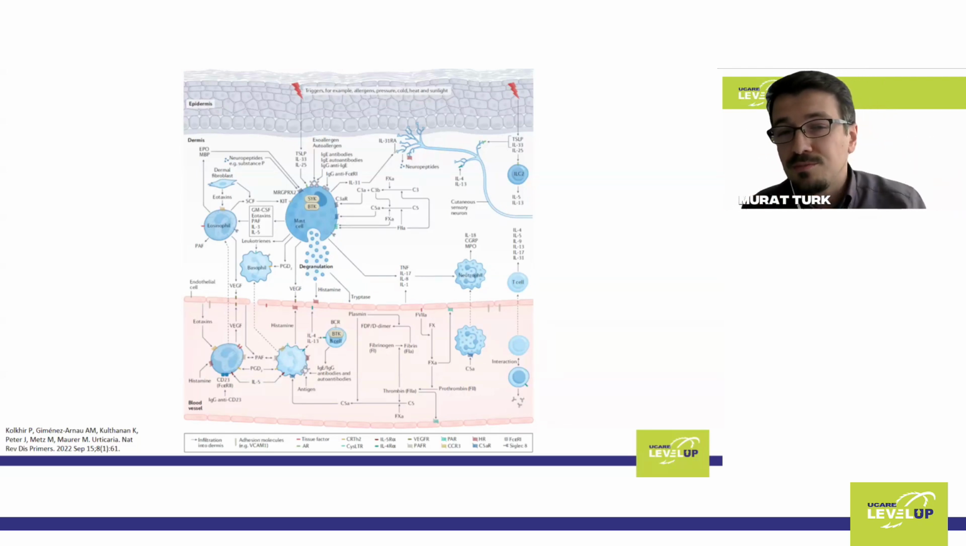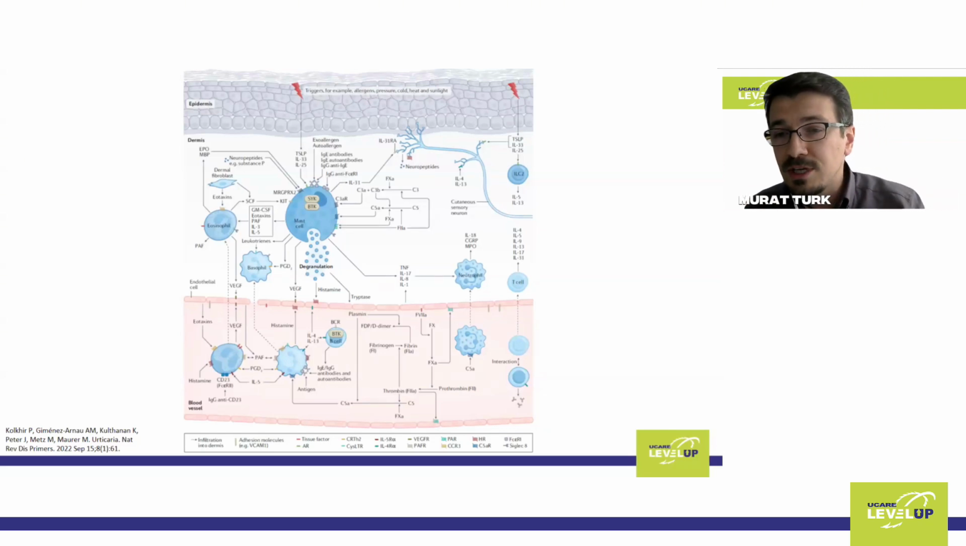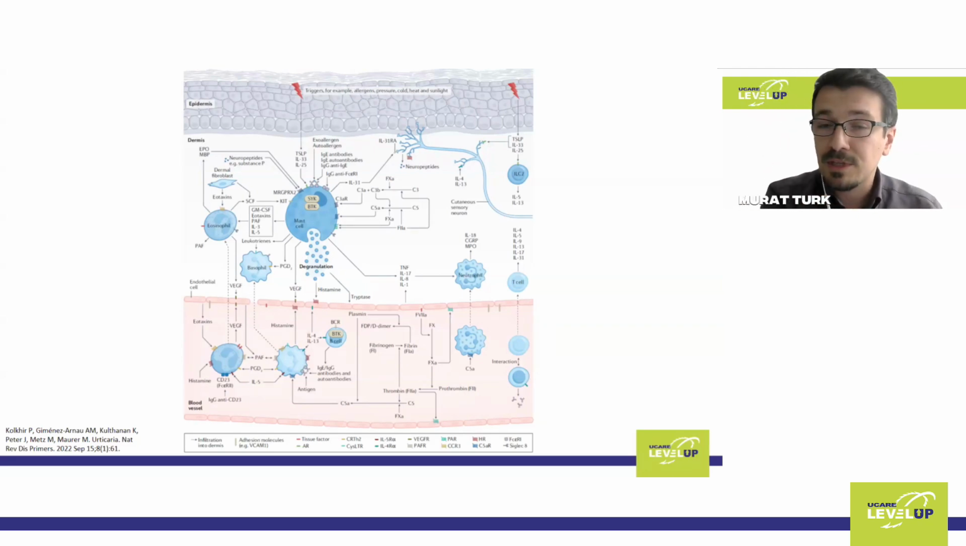All kinds of cells are in this microcirculation. Eosinophils are there, basophils are there, different kinds of T helper cells are there. Complement system is active, coagulation system is active. Also, nerve cells make some direct or indirect interaction with these mast cells. So it's a quite complex microenvironment that we have in chronic urticaria.